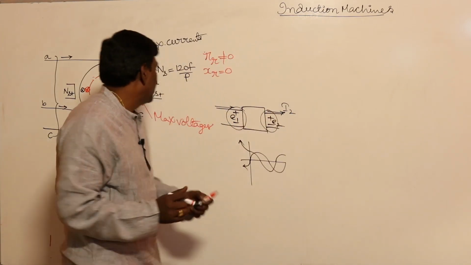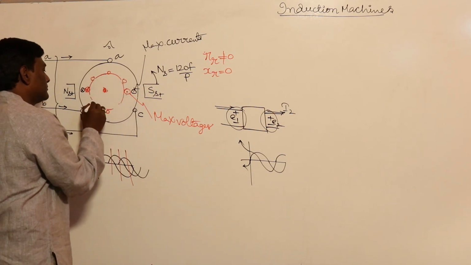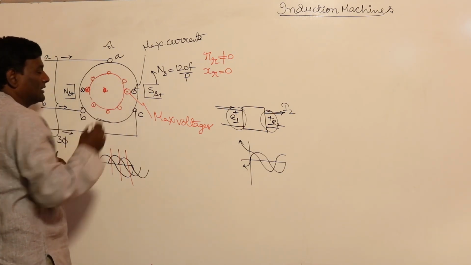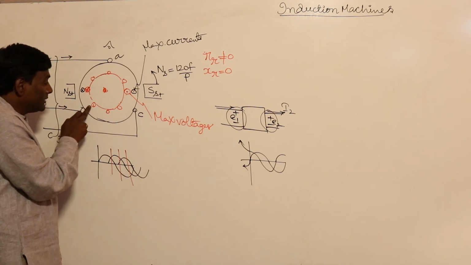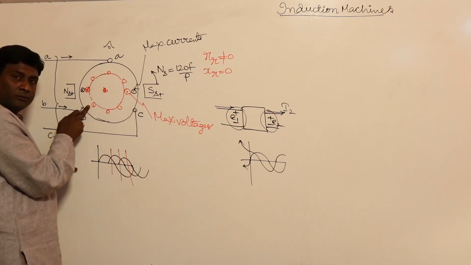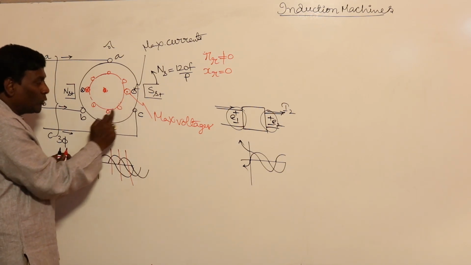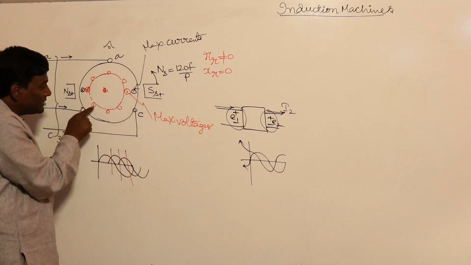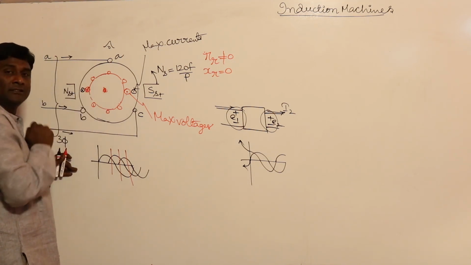Anyway, see here. For example, if I have a conductor here, and here also let me consider a conductor. Now this induced voltage is maximum. This induced voltage is 0. This induced voltage will be less than maximum, more than 0. This is negative maximum, for example. This is less than negative maximum but more than 0. So this voltage and this voltage are time displaced by some angle. What is the angle? 45 degrees.